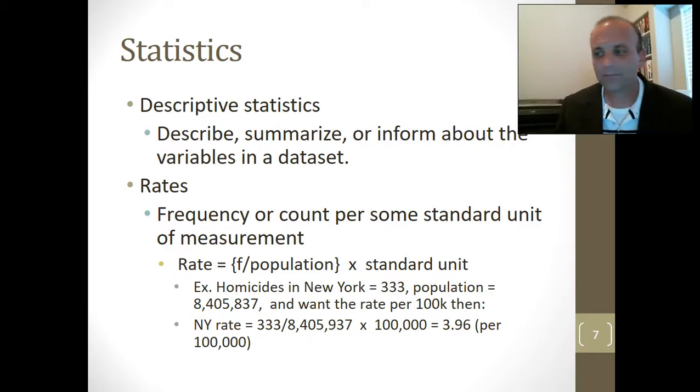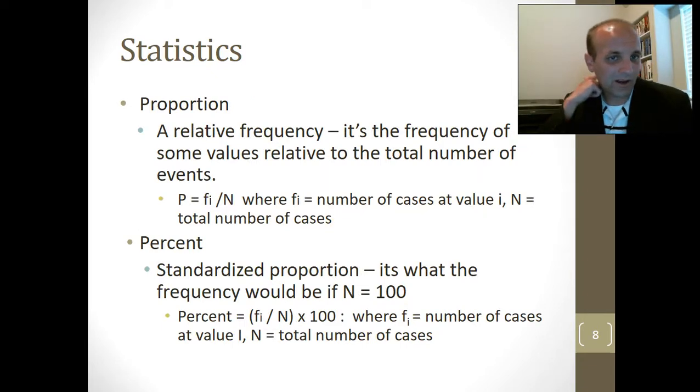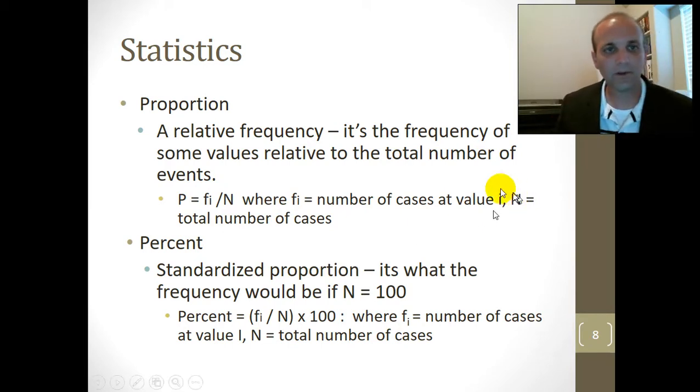But when you look at official statistics and you're trying to describe that, or if you're generating reports for the agencies you work at and you want to look at rates across different agencies, it's a slew of possibilities that this can be applied to. I think you need to work through some examples and be aware of that formula as well. Now, proportion is a relative frequency. It's the frequency of some value relative to the total number of events. The proportion is P, F sub i is the number of cases at value i, over the total number of cases.